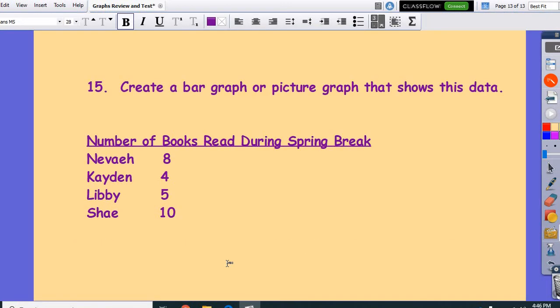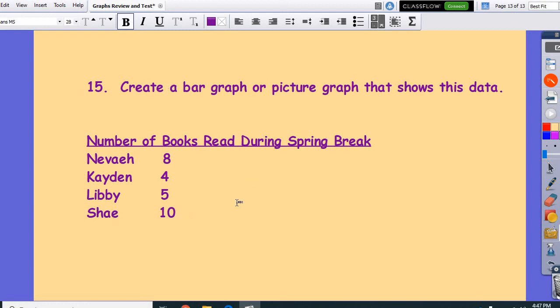And finally, number 15. You guys are going to get to make either a bar graph or a picture graph, okay? You get to choose which one. Do you want to make a bar graph or do you want to make a picture graph? And this is what you're going to make it of. So I've kind of pretended that these kids read this many books during spring break. Nevaeh read 8, Caden read 4, Libby read 5, and Shay read 10.